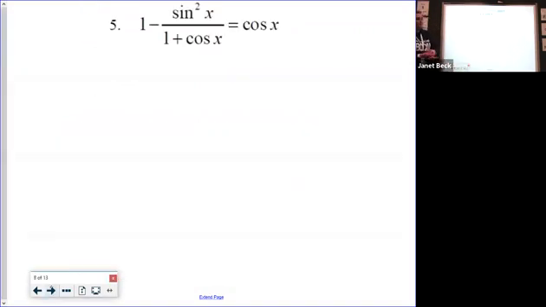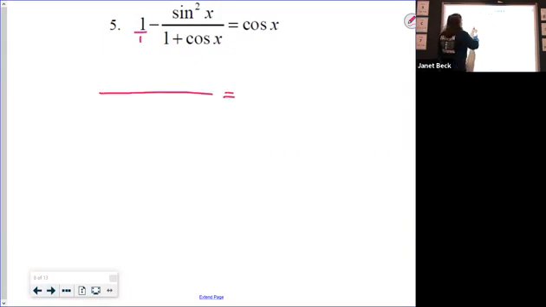Right, let's do number 5. Okay. So when I look at this, I can see I've got these two things on this side and one on the other. So I'm going to have to combine those together over a common denominator. So turn this into a fraction. And my common denominator is going to be 1 times 1 plus cos x.